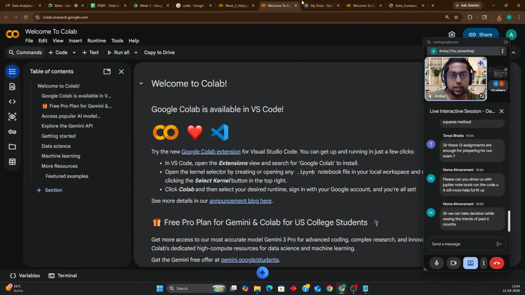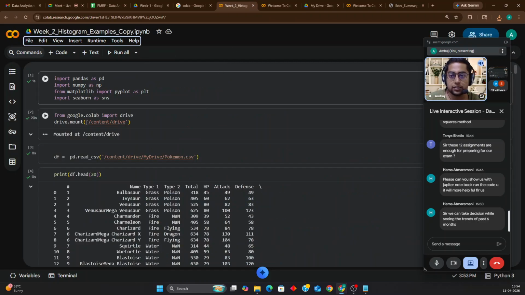Just change this link, this content/drive link. You can even upload any of the CSV files. You can generate any CSV file, or you can take any of our CSV files which are open access. Take those, put them in your drive, browse through this location, and it will do it automatically.